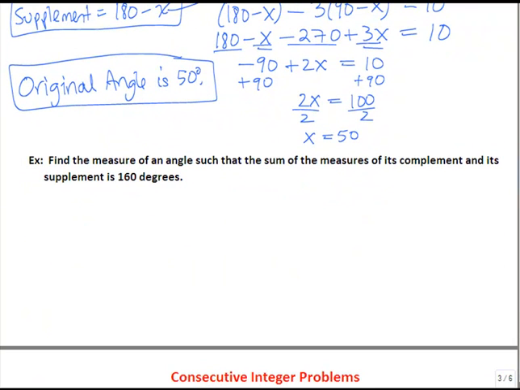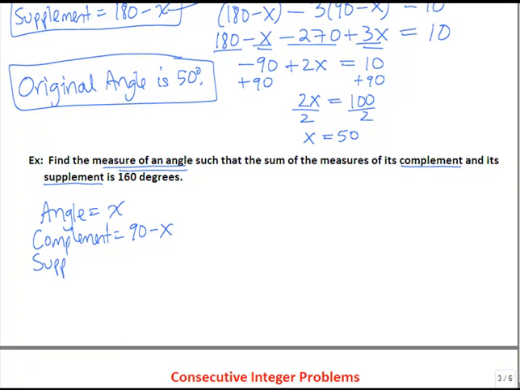Find the measure of an angle such that the sum of the measures of its complement and its supplement is 160 degrees. So again, I see that word complement and supplement. So automatically, you want to write down the following 3 things. We're looking for the measure of the original angle. So your angle is always just plain old x. If the angle is x, then its complement has to be 90 minus x to force these two to add up to 90. And the supplement has to be 180 minus x.